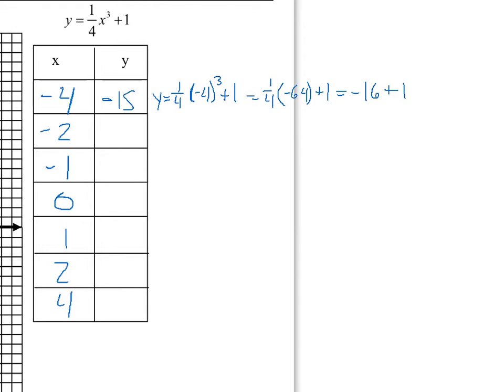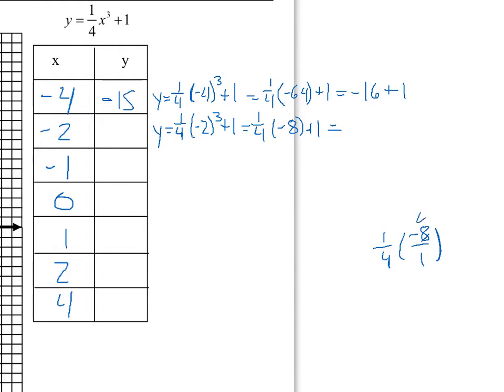All right, next one. Y equals 1/4 times negative 2 cubed plus 1. 1/4 times negative 2 cubed. Negative 2 times negative 2 is 4, times negative 2 is negative 8, plus 1. 1/4 times negative 8. Okay, we're going to get some simplification there. 4 is going to give me not just 2, it's a negative 2, plus 1, which is negative 1.